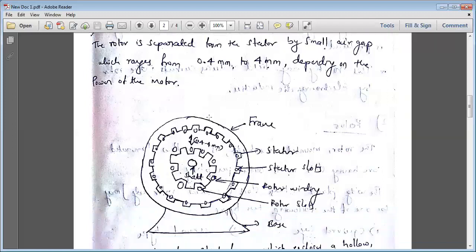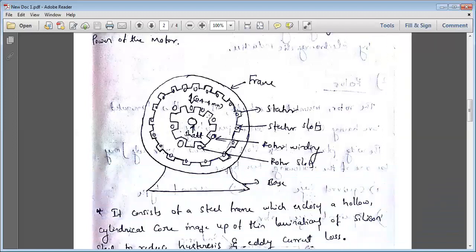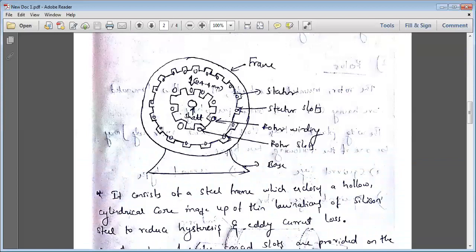So let us see the diagram, a simple construction of the induction motor. Here you can see the outermost part of the machine. That is the frame of the machine. This is the outer part, the frame of the machine. And next comes the stator winding. So this complete part is the stator winding, the second circle.